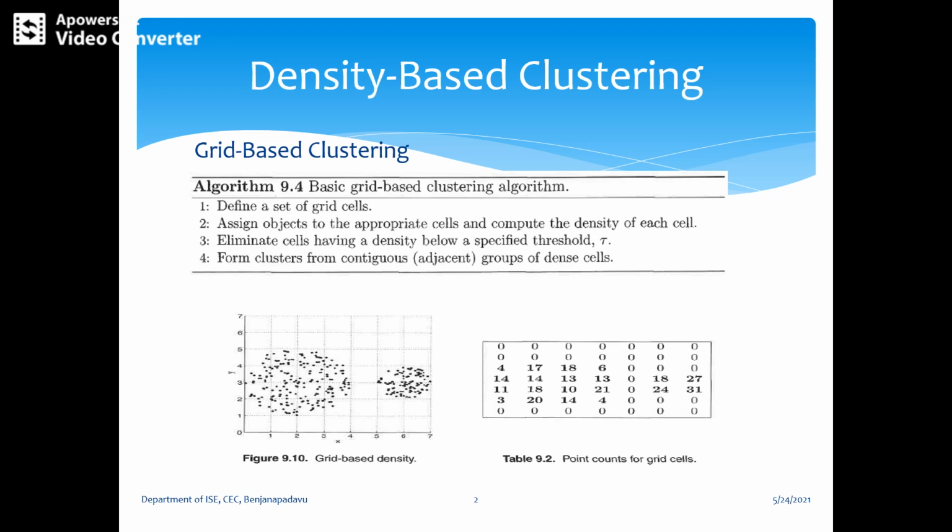The first set contains 200 points generated from a uniform distribution over a circle centered at (2, 3) with radius 2, while the second set has 100 points generated from a uniform distribution over a circle centered at (6, 3) with radius 1. The counts for the grid cells are shown in the next table. This is the table of point counts for the grid cells.